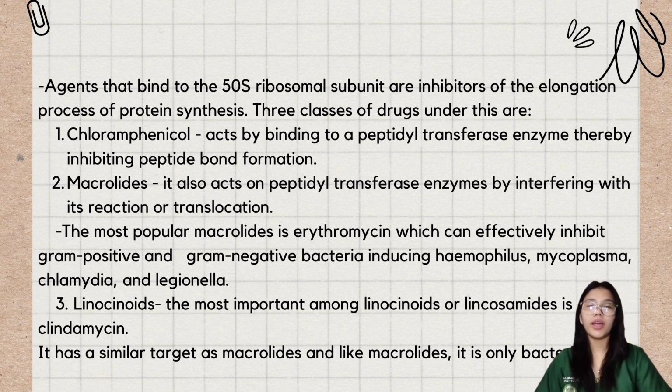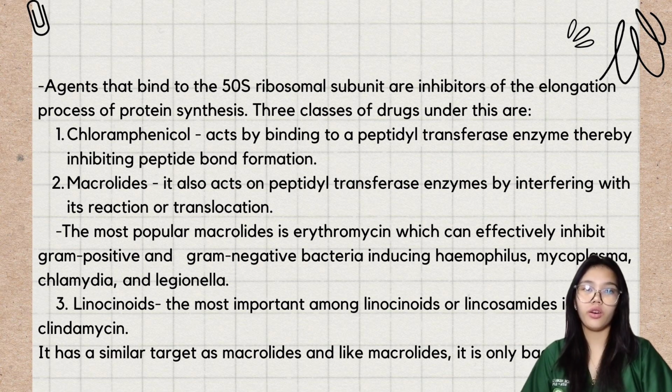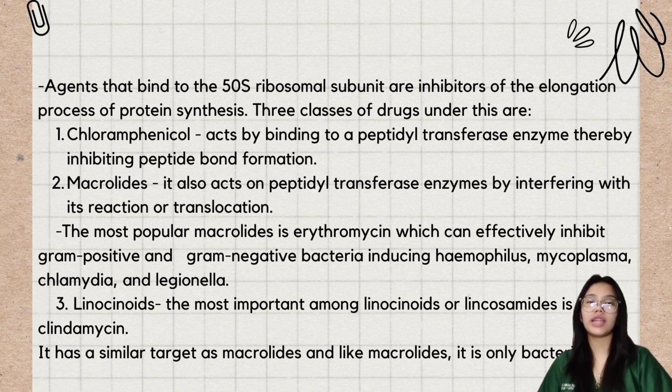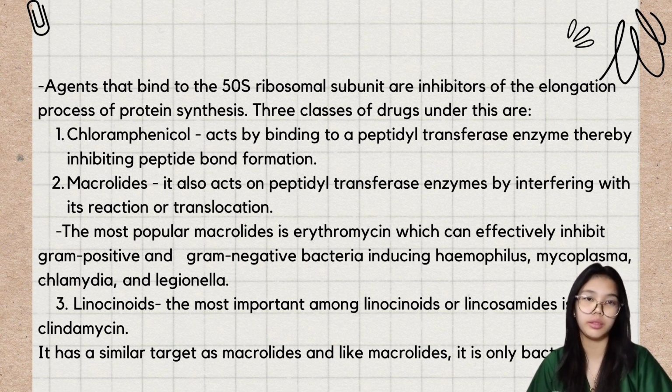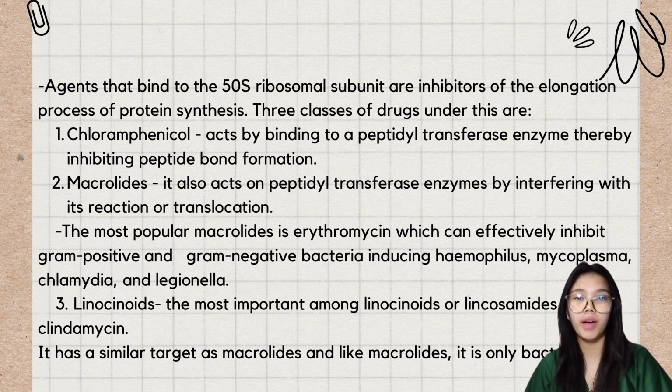So agents that bind to the 50S ribosomal subunit are inhibitors of the elongation process of protein synthesis. Three classes of drugs fall under this: chloramphenicol, which acts by binding to a peptidyl transferase enzyme, thereby inhibiting peptide bond formation. It is a bacteriostatic agent that is effective against a number of gram-negative organisms. The next one is macrolides.